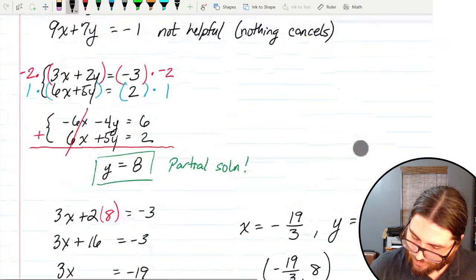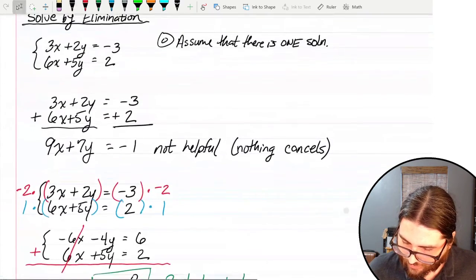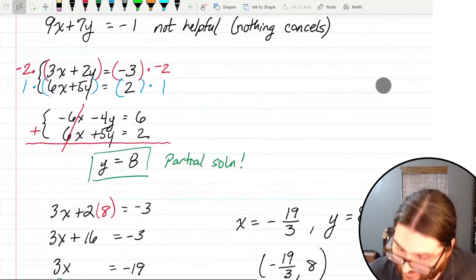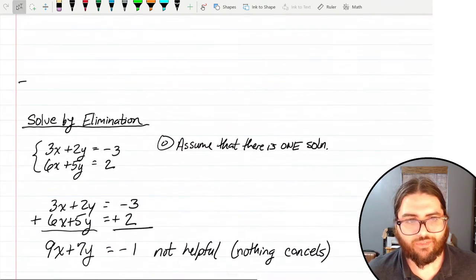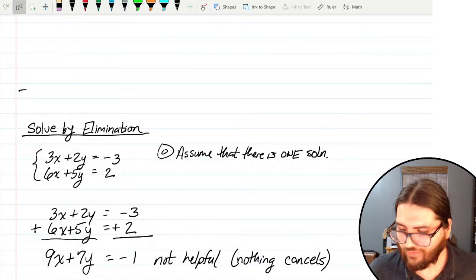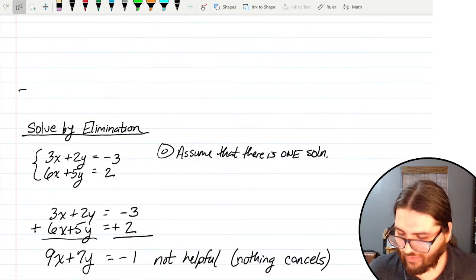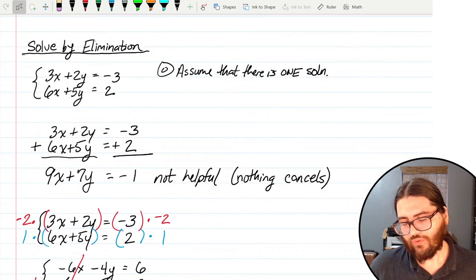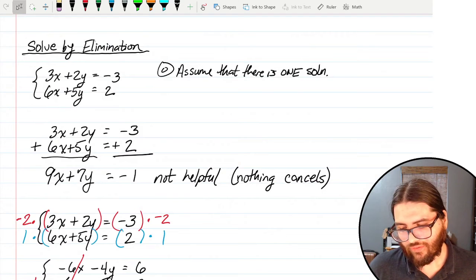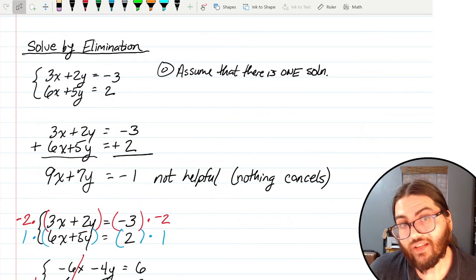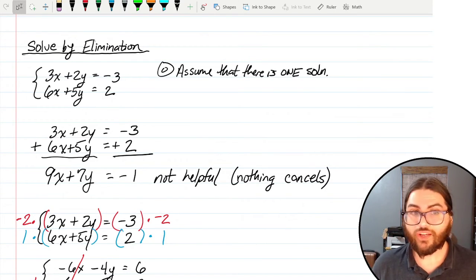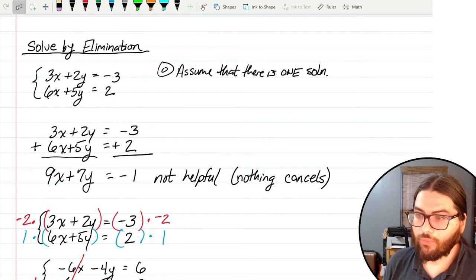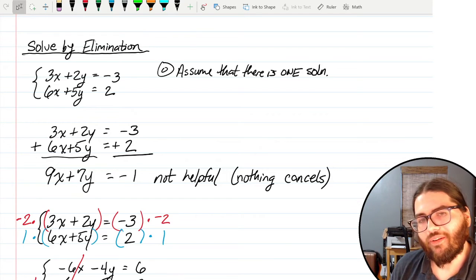You could even go back up to the top and plug these numbers in. Right? 3 times, what was it, -19 over 3? The fractions would cancel to leave -19 plus 2 times 8. 2 times 8 is 16. So -19 plus 16 is -3, right? You could plug it into the second equation as well to make sure that those numbers actually work out, right? And I seriously hope they do. Someone will correct me by email if I've made a mistake.